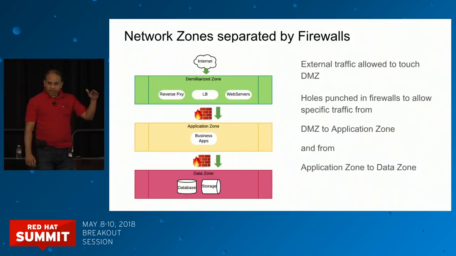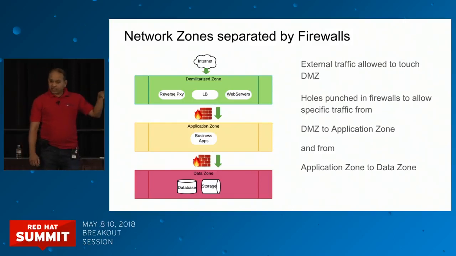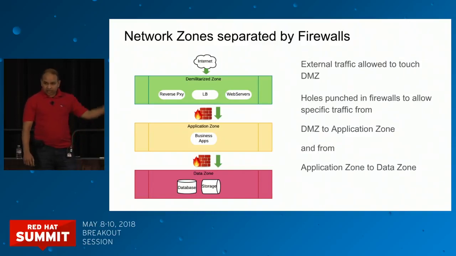And then there will be a firewall, and your application zone is firewall protected. This is just an example. You might have more than this, right? And maybe there will be a data zone where your data is hosted, which is again firewall protected. There is a double firewall. Now, holes are punched in these firewalls to allow traffic coming only from DMZ to app zone, and only from app zone to data zone.